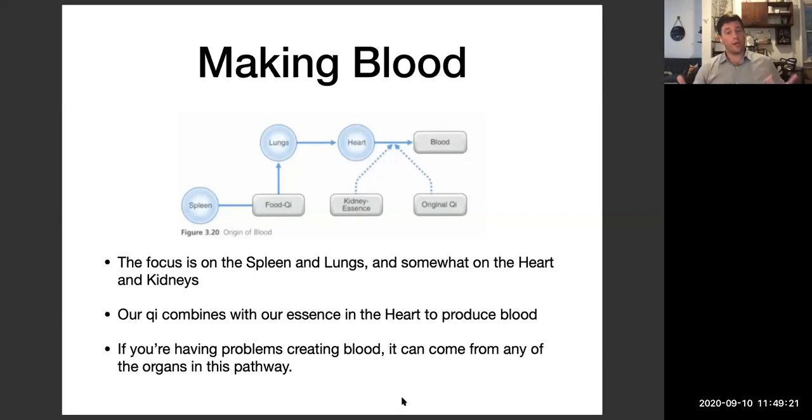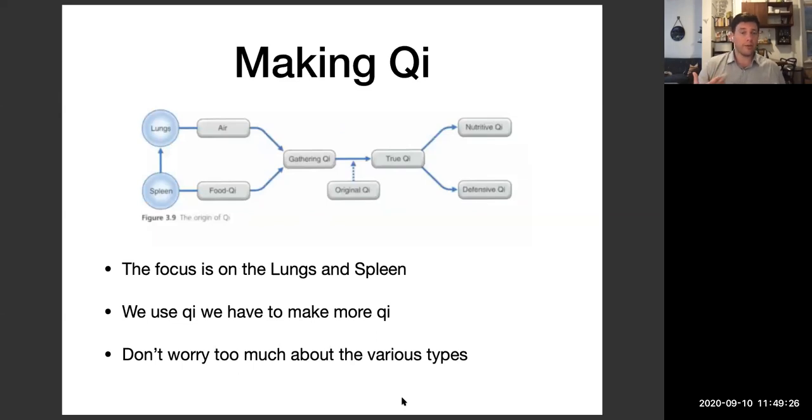So if you're having trouble creating blood, it can come from any of the organs in this pathway. In the same way that if we're having trouble making qi, it can come from either of these organs as well. So one of the things for people who are always tired that often gets recommended is learning how to breathe deeply. Within, let's say, the yoga world, that's generally a known thing. It's like, oh, it's important to be able to breathe deeply and use the diaphragm and also the muscles in the chest and the accessory muscles. You need to engage all 3 of these different things to get enough air to have energy. It's good for you. And in Chinese medicine, we say, yeah, because otherwise you can't produce qi.